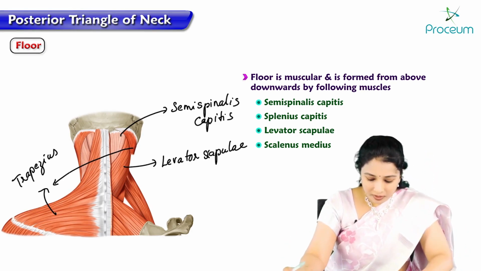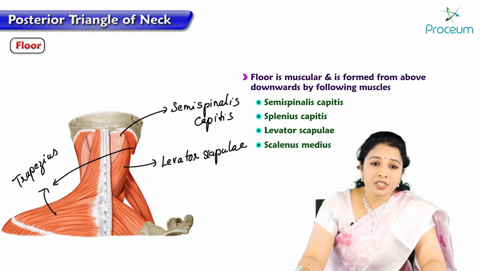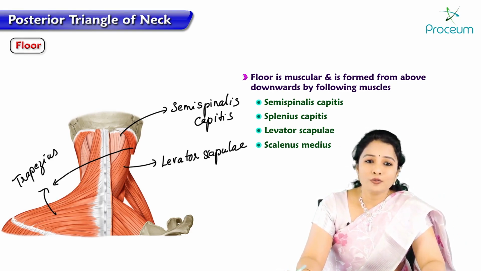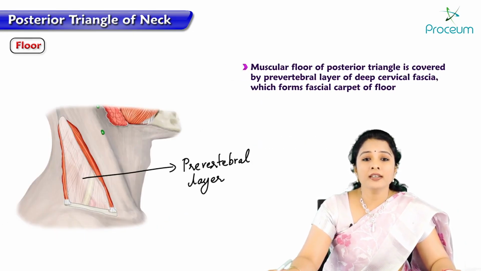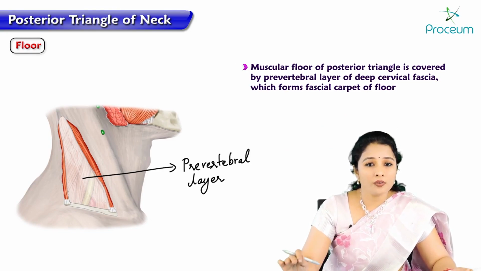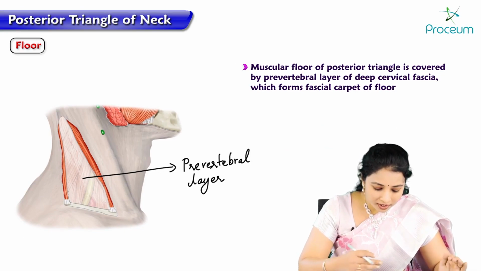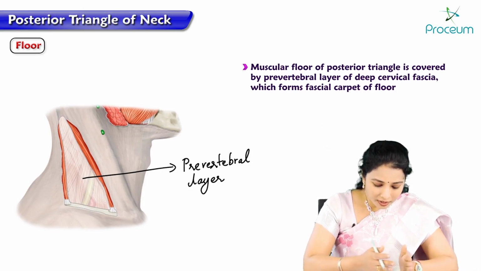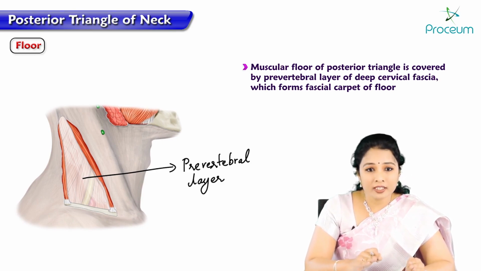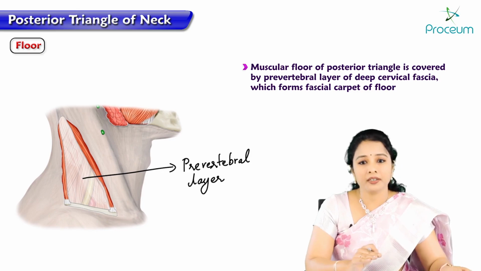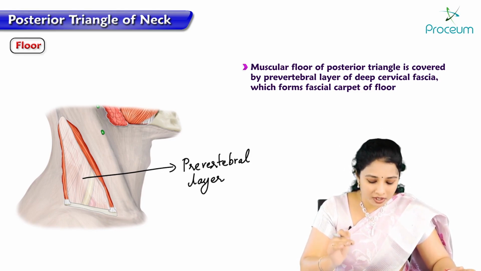And here is the semispinalis capitis, a little part of which may be appreciated in the posterior triangle as the floor of the posterior triangle. The muscular floor of the posterior triangle is covered by a layer of deep cervical fascia, which is called the prevertebral layer. So in this image, after removing the contents and superficial fascia, the prevertebral layer is present, which is like a fascial carpet that covers all the structures forming the floor of the posterior triangle.